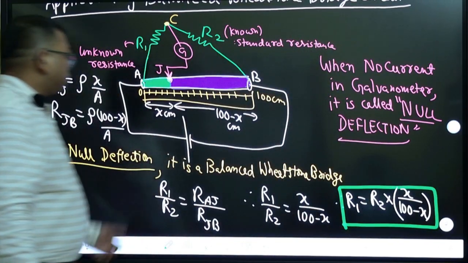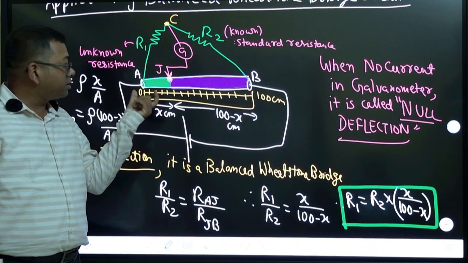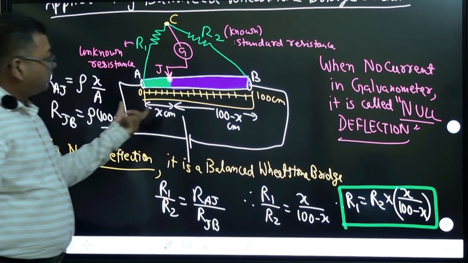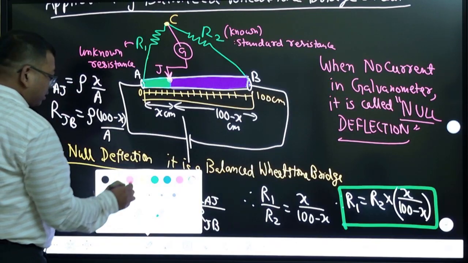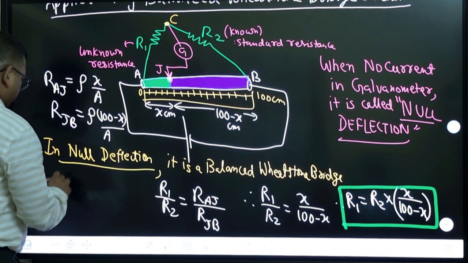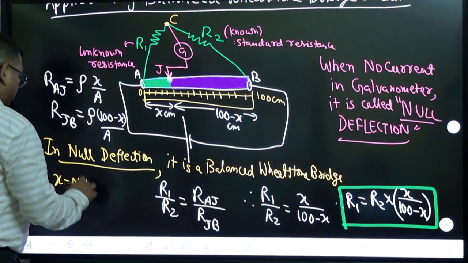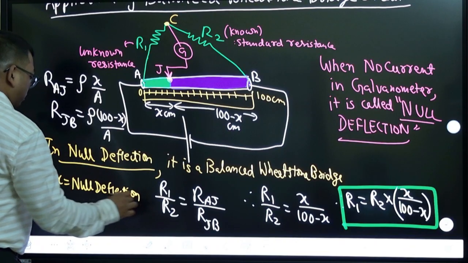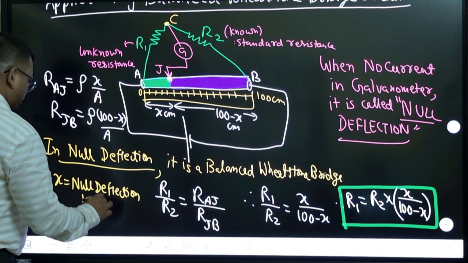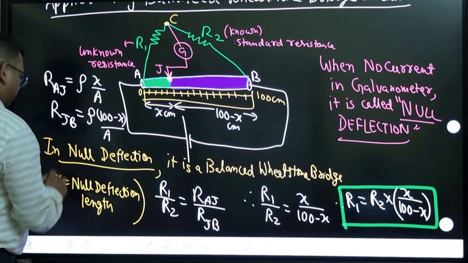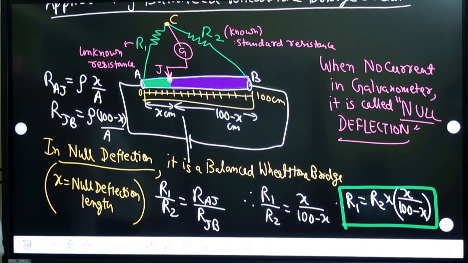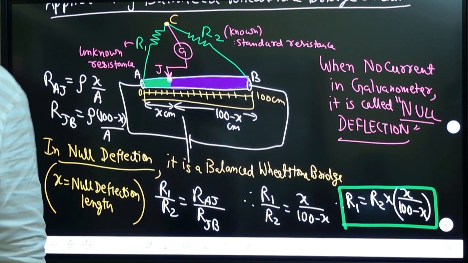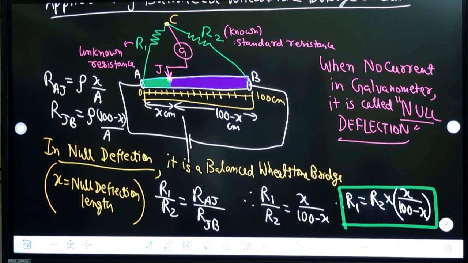Here, note that the value of x will be measured from the experiment. This x is called the null deflection length. Null deflection length. So we'll use this formula to calculate. Clear?